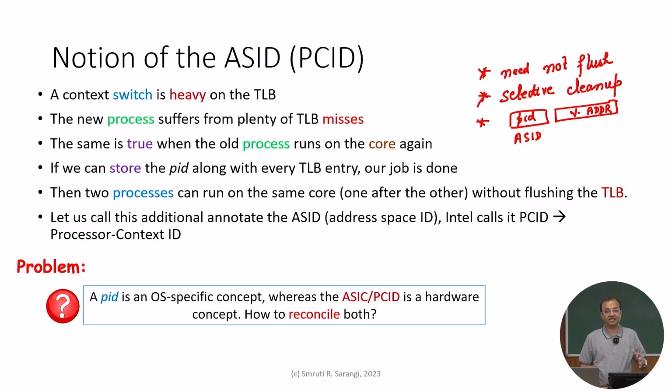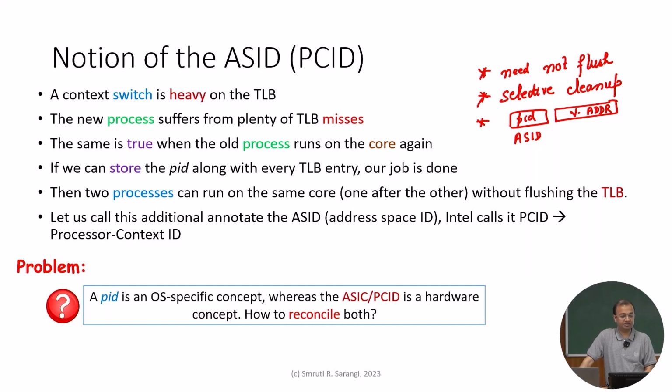Linux supports ASIDs at the software level, and Intel supports what is called the processor context ID or PCID at the hardware level. So it is possible to associate 6 processor contexts, basically meaning support for 6 PIDs at the core level on an Intel machine.